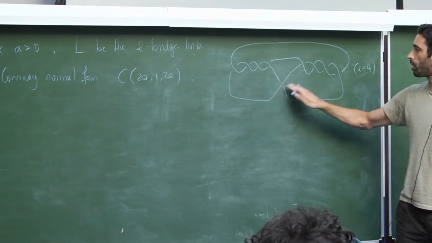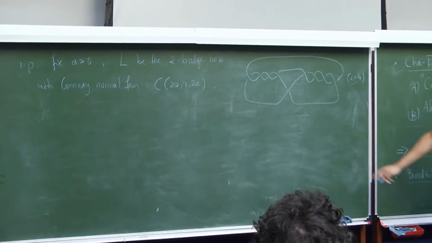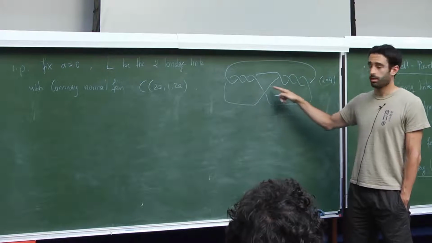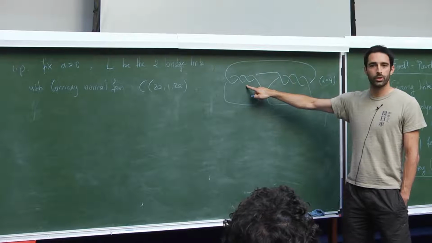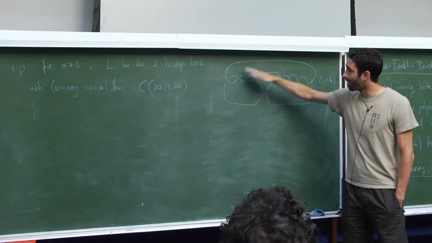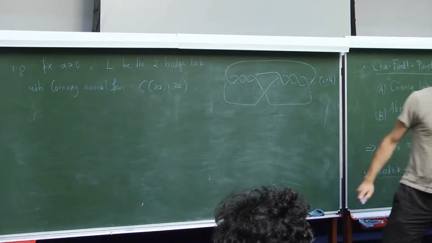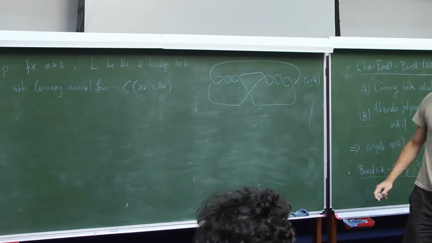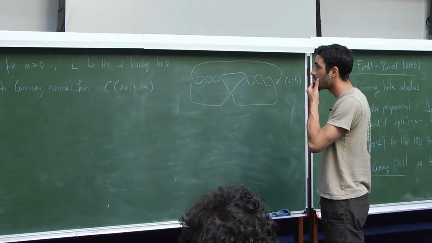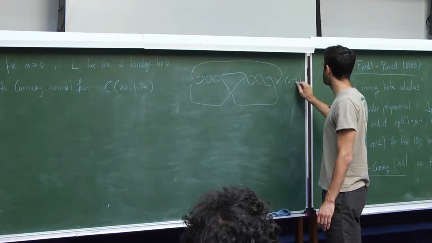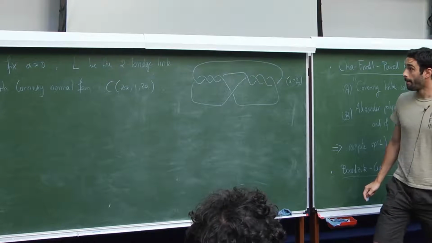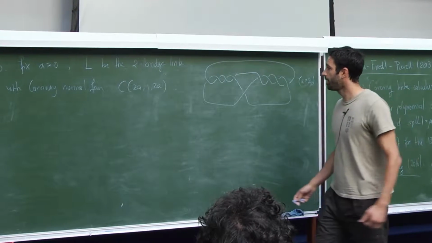So you have 4 crossings, 1, 4. And it's quite clear from this diagram that it's a 2-component link, right? And it's quite clear that the splitting number should be at most A, right? Because here you just pass it through. Yeah, you're right, yeah. Sorry. Thank you.